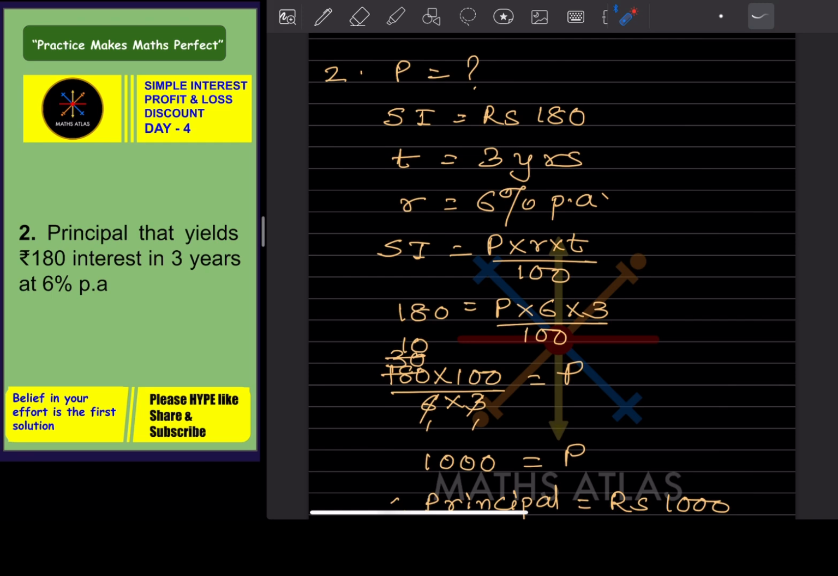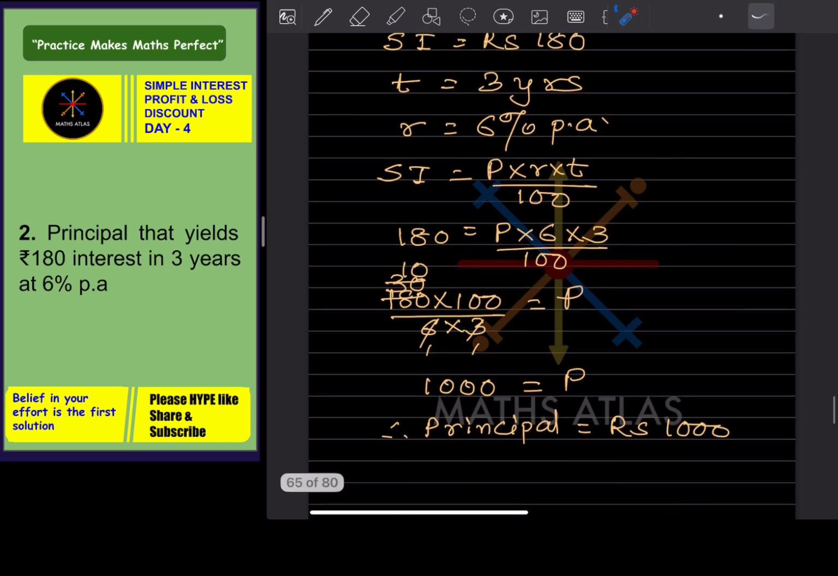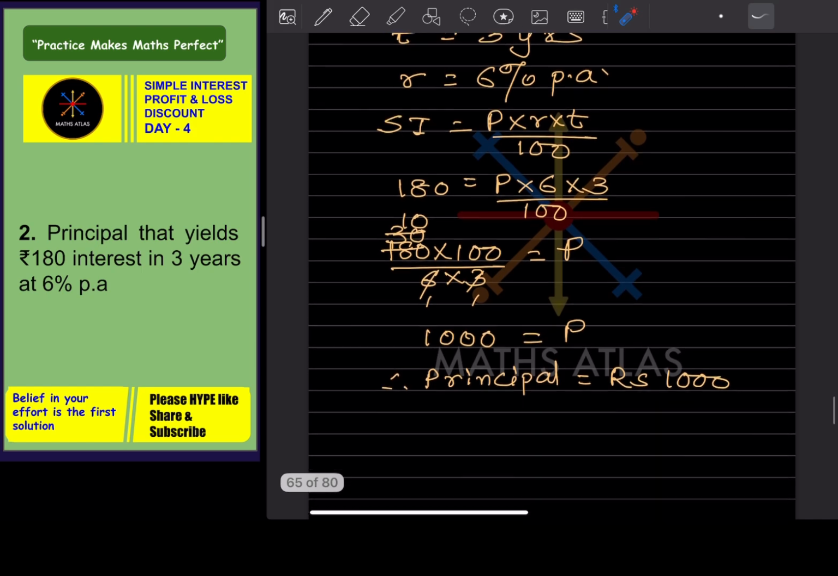So again, we are going to use the same formula, because some of them just rearrange this and change the formula, but it becomes difficult to remember that formula. So we'll use the same formula, and wherever possible, we'll cross multiply and get the answer. So here, same formula, the simple interest formula, P into R into T by 100. So here this is 180, P into 6 into 3 by 100. So this is going to be 180 into 100 by 6 into 3. This is the principal. So 1000 is the principal. So the principal is rupees 1000.